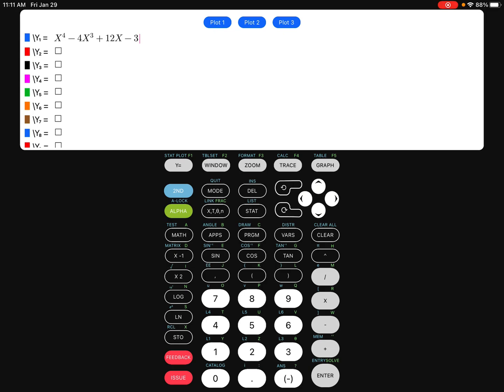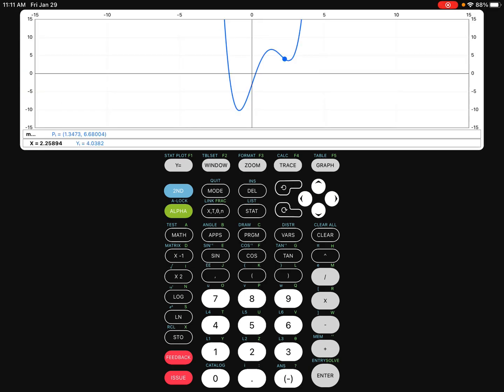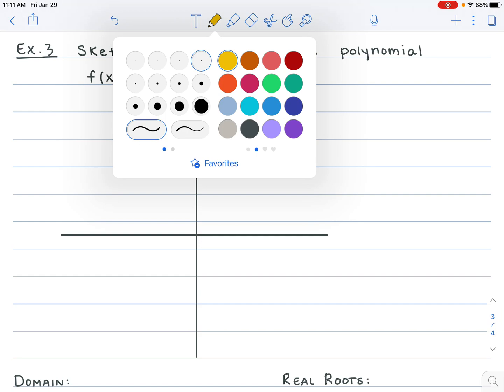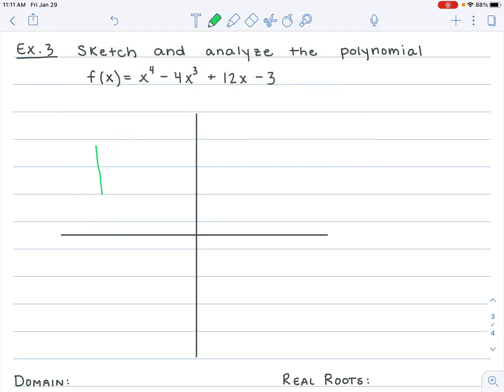So we're going to graph this. I have already typed this into my graphing calculator. So x to the 4th minus 4x cubed plus 12x minus 3. And I push the graph button. And it gives you this polynomial. So what we're going to do is sketch this real quick. If I do this, it looks something like this, if you remember.